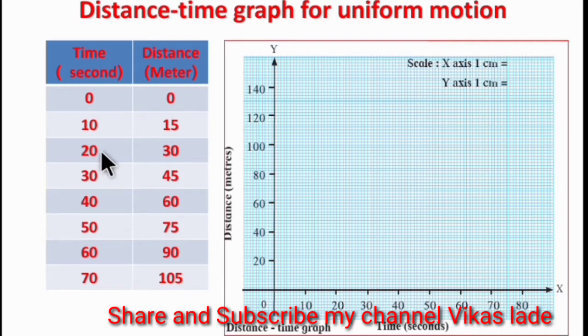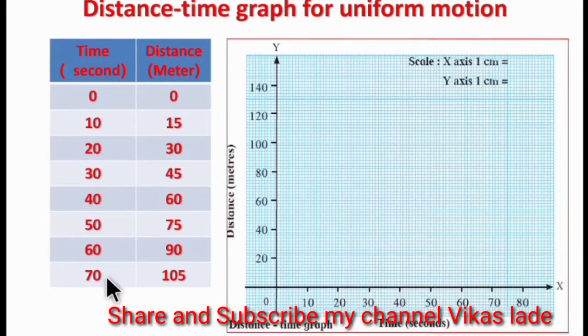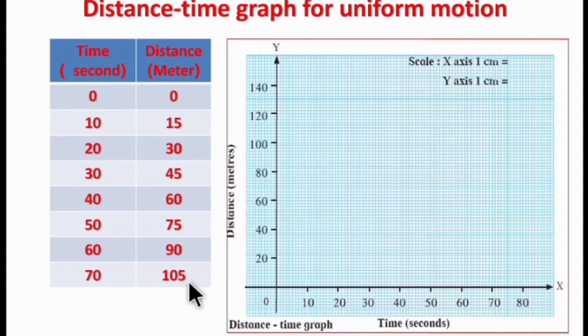Third reading, time is 20 second and distance is 30 meter. Fourth reading, time is 30 second, distance is 45 meter. Fifth reading, time is 40 second, distance is 60 meter. Sixth reading, time is 50 second and distance is 75 meter. Seventh reading, time is 60 second and distance is 90 meters. Eighth reading, time is 70 second and distance is 105 meters.